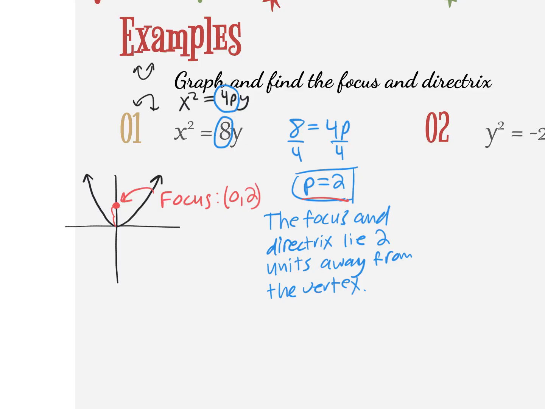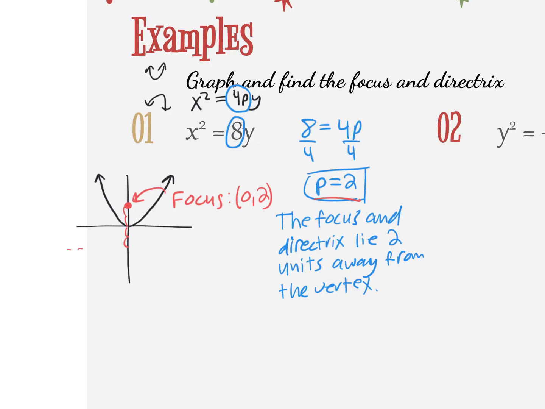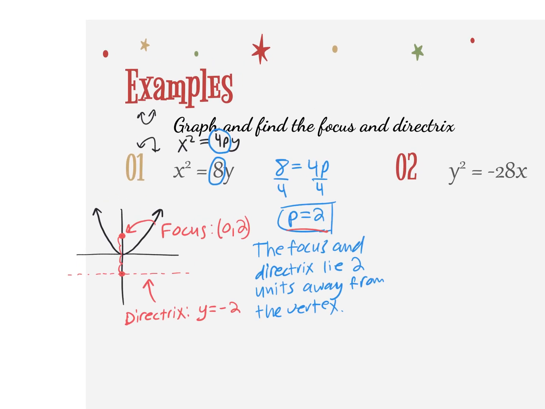And then 2 units away from my parabola, going 2 units down, is going to be this line right here, and that is the directrix. It's always going to be an equation of a line, and this passes the y-axis at -2. So I'm going to say my directrix is at y equals -2. I know it's probably a little strange, probably not really what you're used to, but hopefully you see it's not hard.